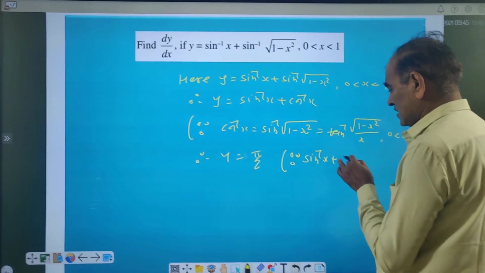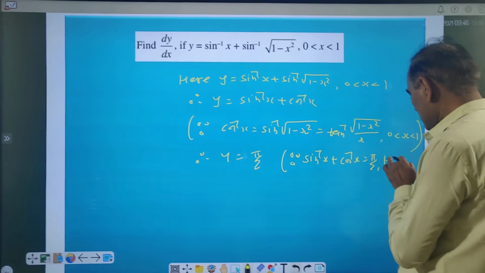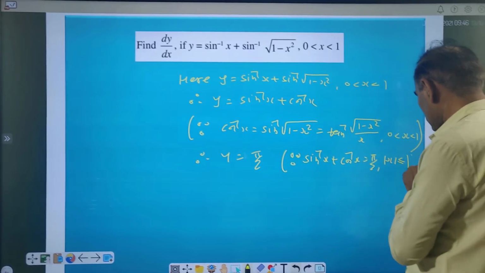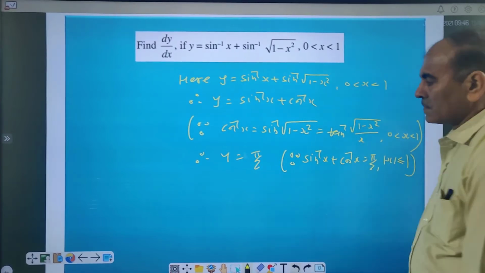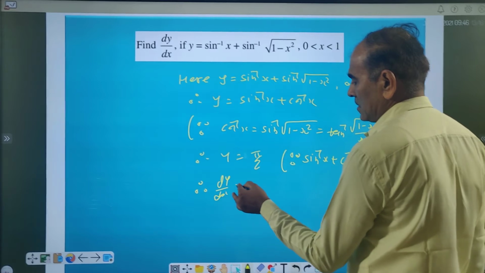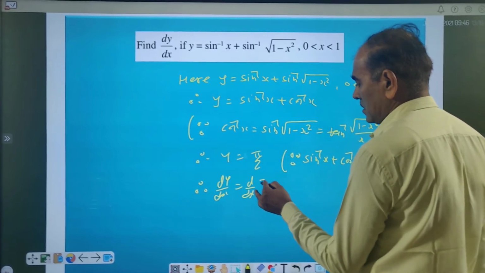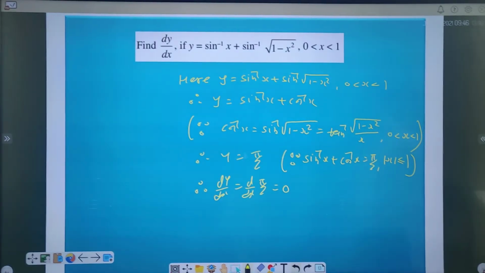Because sin inverse x plus cos inverse x is equal to pi by 2, whenever mod x is less than or equal to 1. So we can write it. And therefore, dy by dx is equal to d by dx of pi by 2. And that comes out. See, very simple thing.